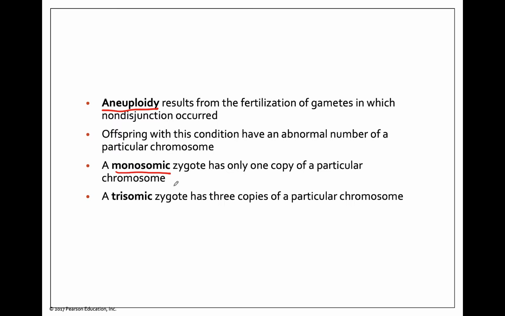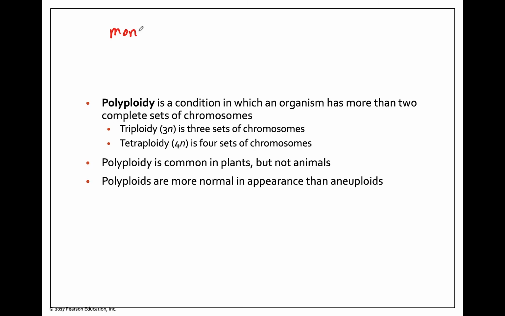So a monosomic zygote, or a monosomy, will have only one of a specific chromosome when they are supposed to have 2. A trisomic, or trisomy, is going to have 3 copies of a chromosome when they are only supposed to have 2. So a monosomy or a trisomy is going to be a specific chromosome, so you could have a monosomy of chromosome 1 or a trisomy of chromosome 21, which would be Down syndrome.